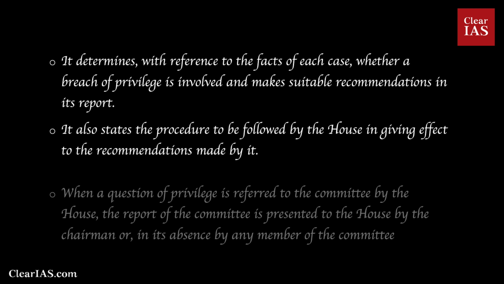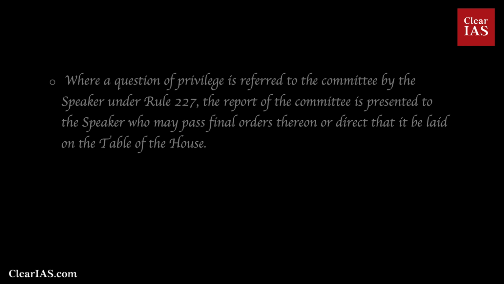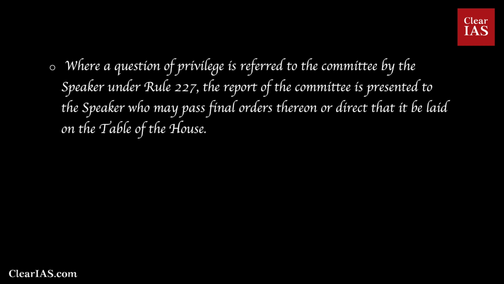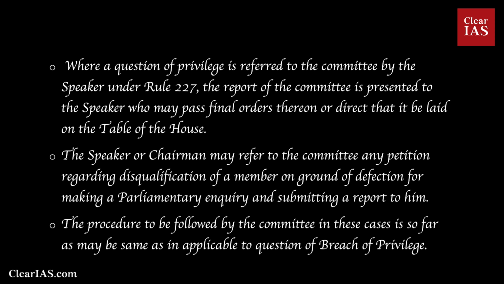When a question of privilege is referred to the committee by the House, the report of the committee is presented to the House by the Chairman or, in his absence, by any member of the committee. Where a question of privilege is referred to the committee by the Speaker under Rule 227, the report of the committee is presented to the Speaker, who may pass final orders thereon or direct that it be laid on the table of the House. The Speaker or Chairman may refer to the committee any petition regarding disqualification of a member on ground of defection for making a parliamentary inquiry and submitting a report to him. The procedure to be followed by the committee in these cases is, so far as may be, the same as is applicable to questions of breach of privilege.